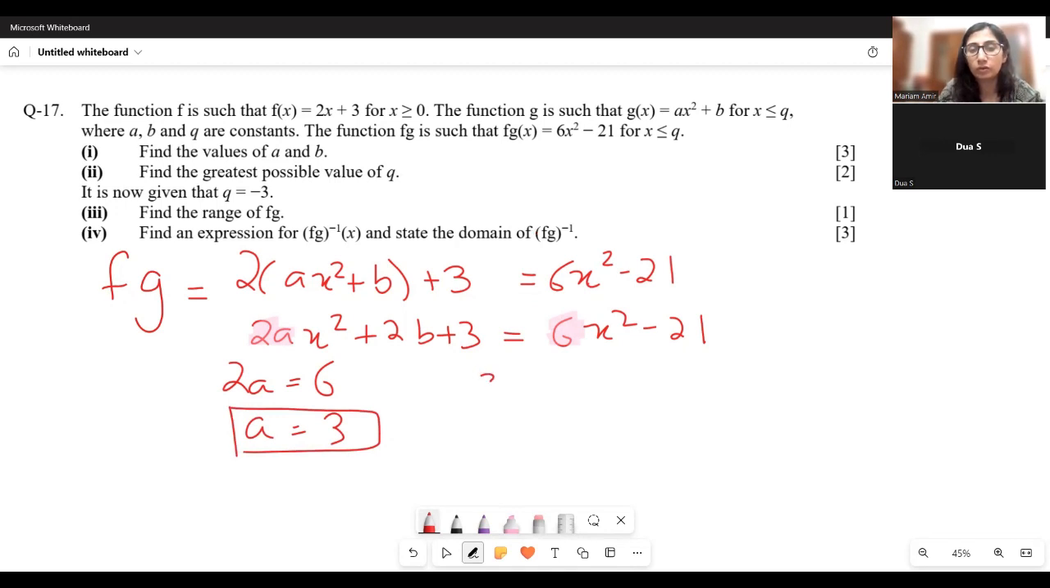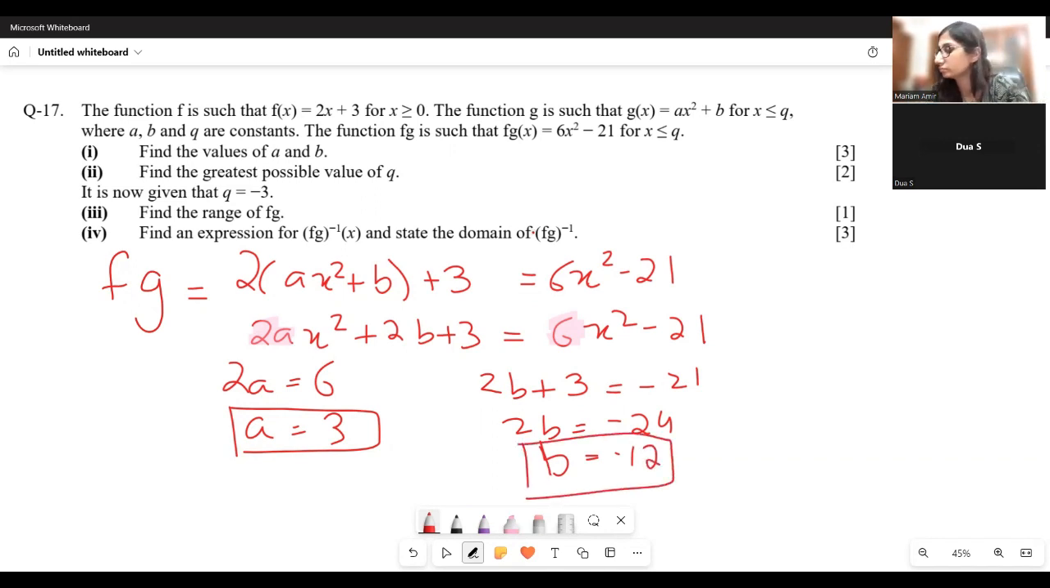At the left-hand side, the constant is 2b plus 3. At the right-hand side, the constant is minus 21. That would be 2b equals minus 24, so b equals minus 12. Okay, that's how you were supposed to do the first part. I had not added the plus 3. Right, part 2. Find the greatest possible value of q.